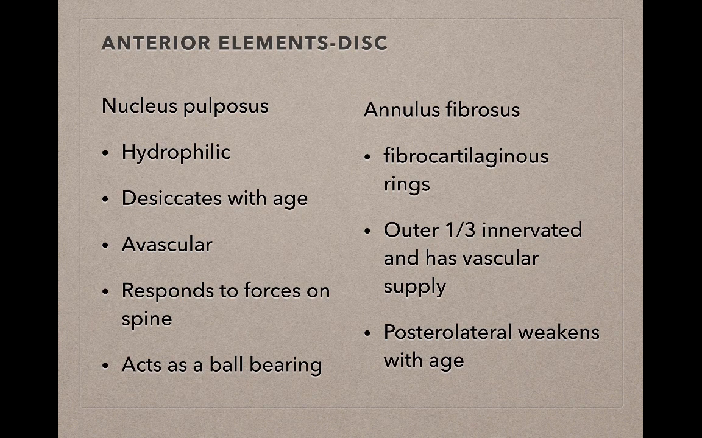The disc is comprised of 2 main parts: the nucleus pulposus and the annulus fibrosus. The nucleus is a hydrophilic structure, so it imbibes water. It's a gel-like substance which is comprised of 80% water. What it does is that it allows the disc to serve as a ball bearing between vertebral bodies, and that's where the movement comes from. The vertebral bodies are able to glide over this structure as you would find in a ball bearing.